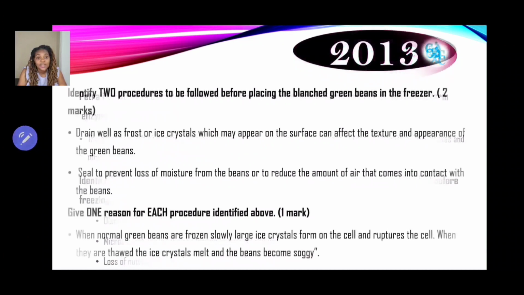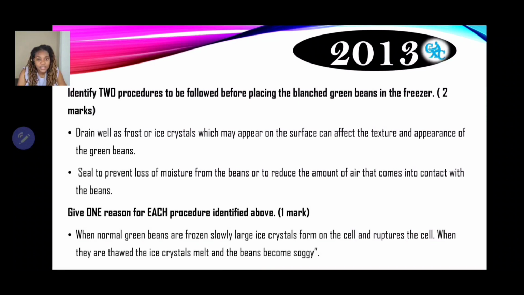All right. Now moving on, again, identify 2 procedures to be followed before placing the blanched green beans in the freezer. 2 marks. So after they have been blanched, what should we do? So 2 procedures include 1, drain well, as frost or ice crystals which may appear on the surface can affect the texture and appearance of the green beans. So after they have been blanched, shocked, we drain them well before we store, right?